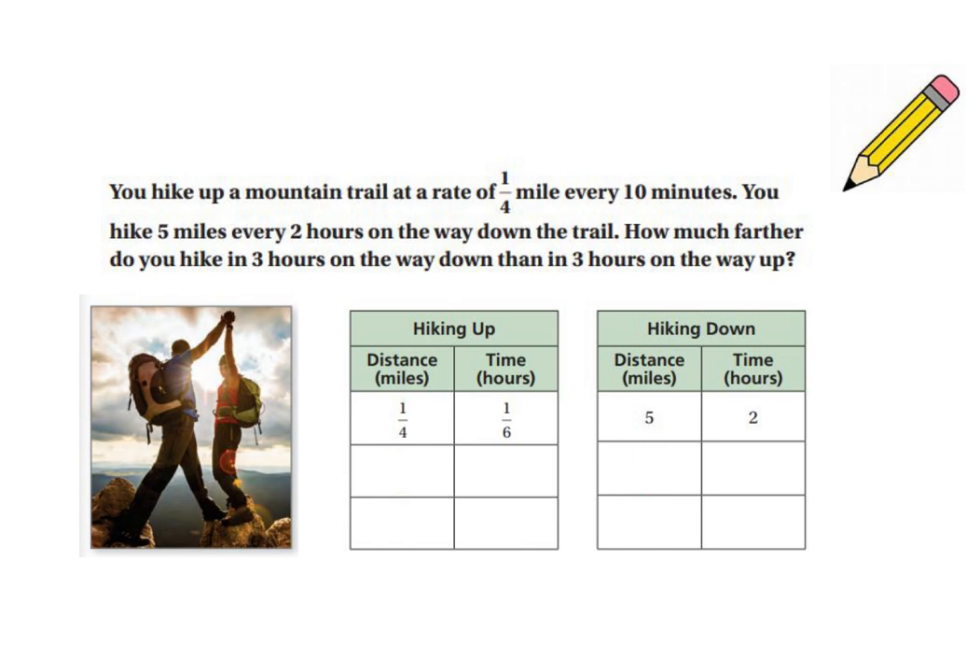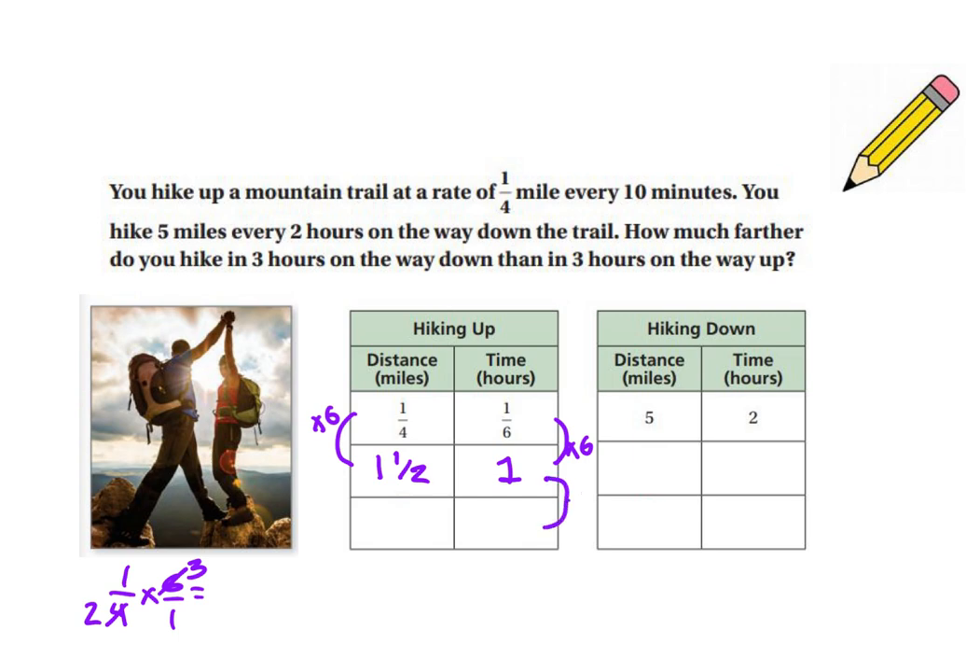All right, so let's start with 1/4 mile in 1/6 of an hour. Let's go ahead and multiply times 6. 1/6 times 6 is 1. 1/4 times 6, we can cross simplify and we get 3/2 or 1.5.